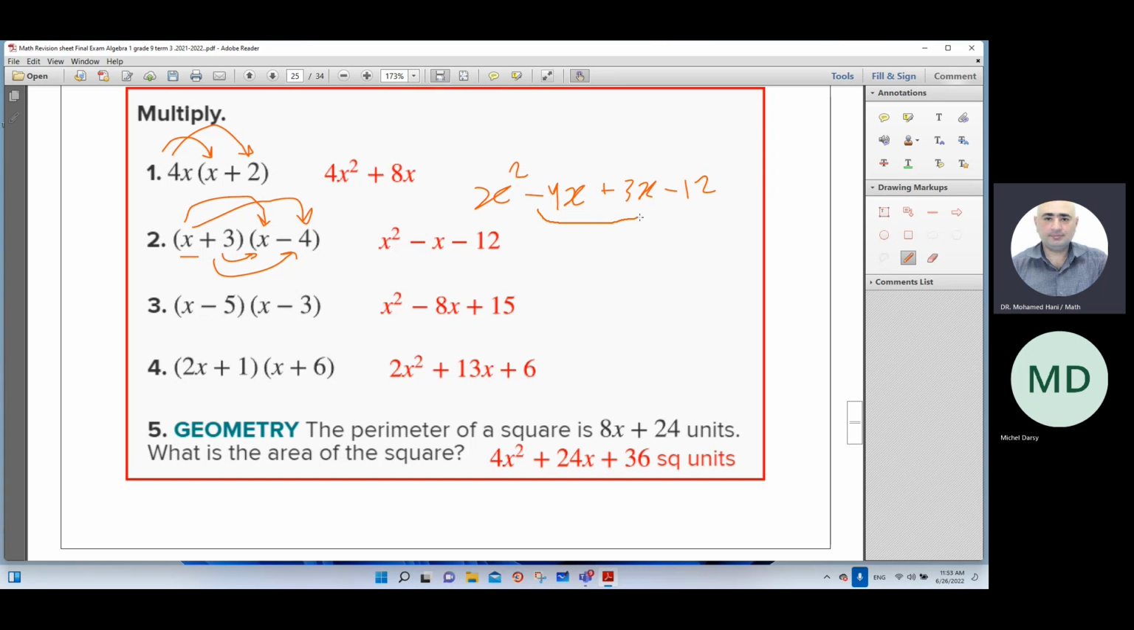Then you can add the like terms. So x squared minus 4x plus 3x will be minus x, then minus 12. Here the same idea, and here the same idea.